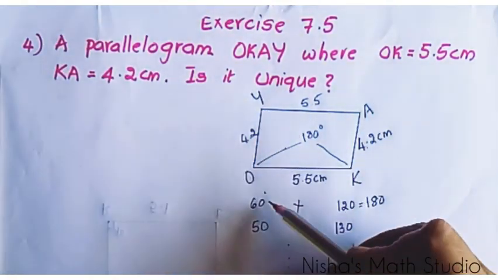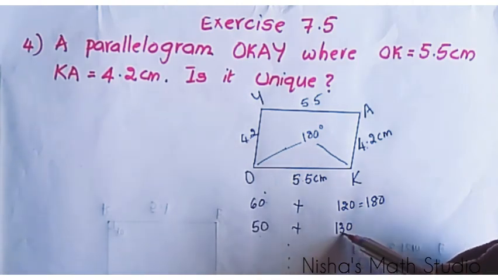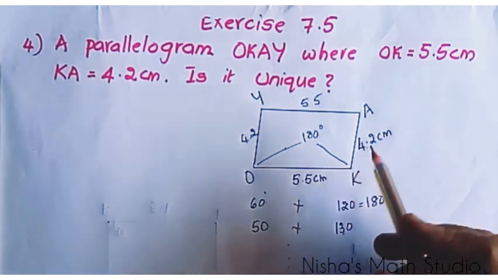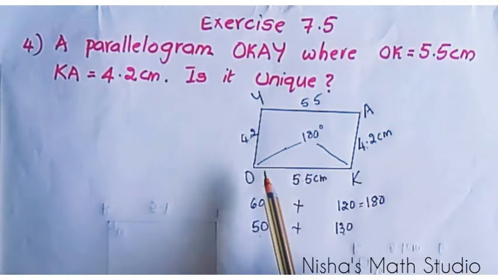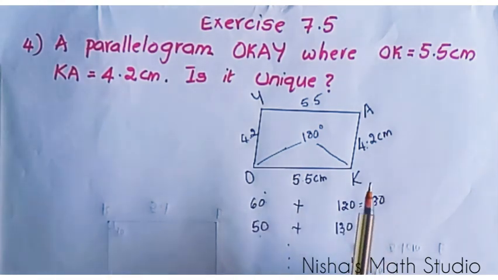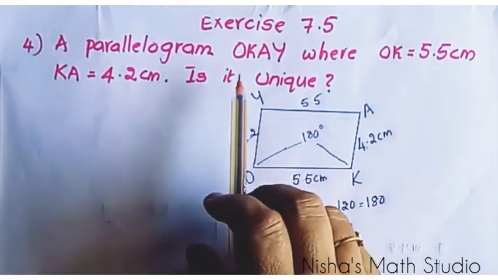No, because if I take 60 and 120, you might draw it with 50 or 130, or you might draw this with 120 and this with 60, and so on. But the only thing to be taken care of is that the sum of these 2 adjacent angles should be equal to 180. This way you can try by taking any angle, but it is not unique.